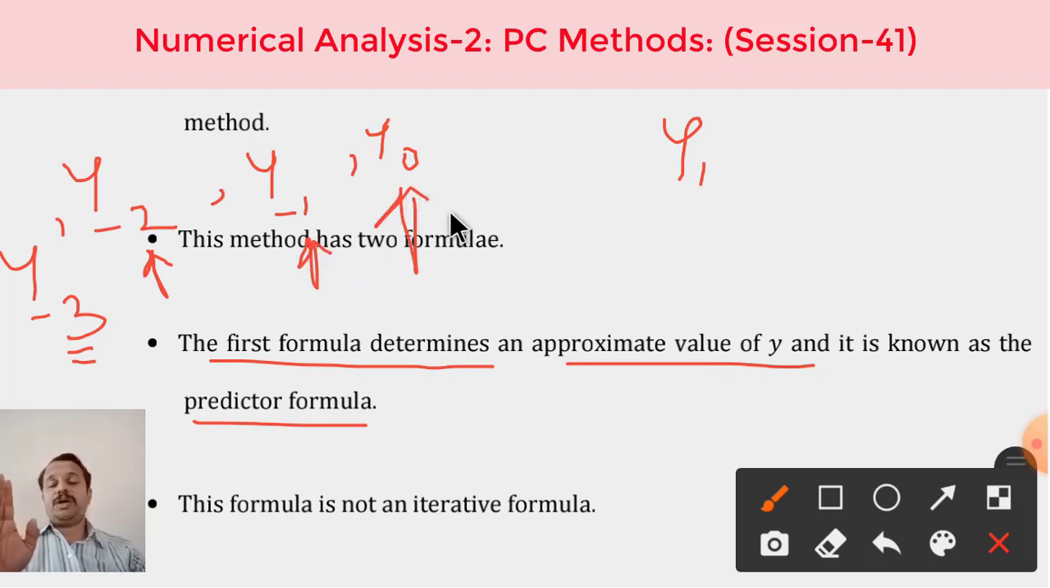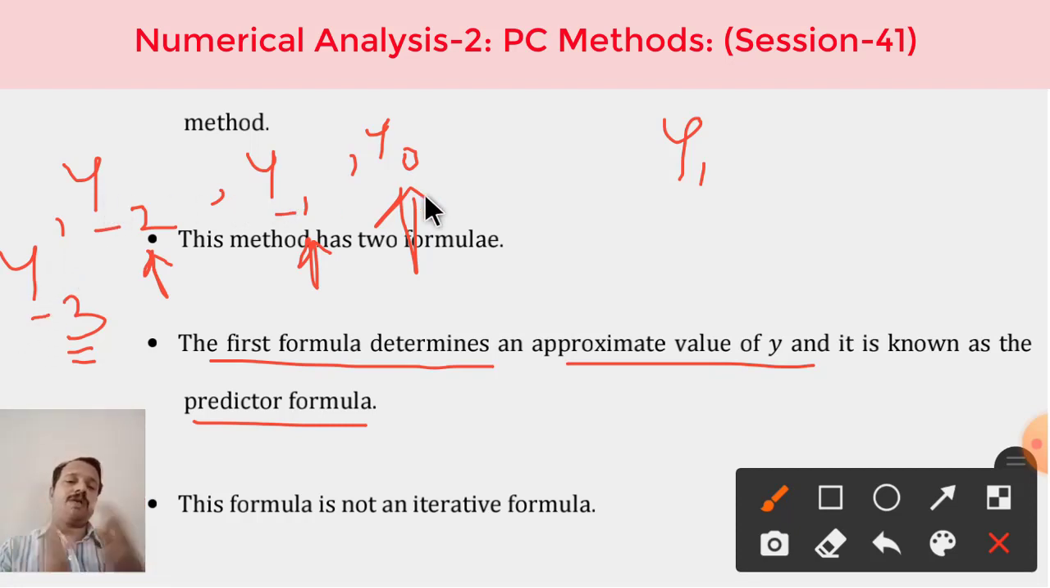Please don't get confused here. This y naught will not be the initial approximation. This leftmost value will be the initial condition. That will be the value that we obtain from the initial condition. So after the initial condition is used, we can move on to compute these three extra values.